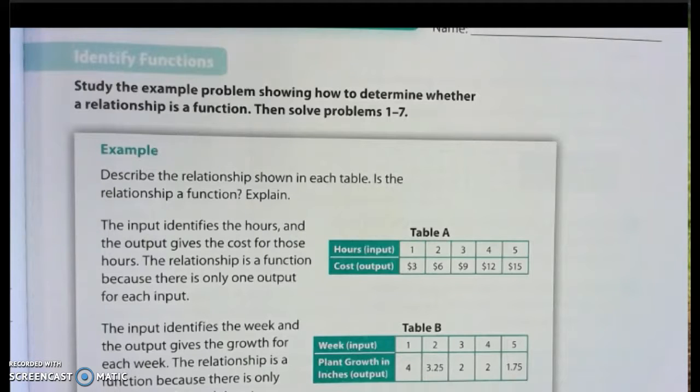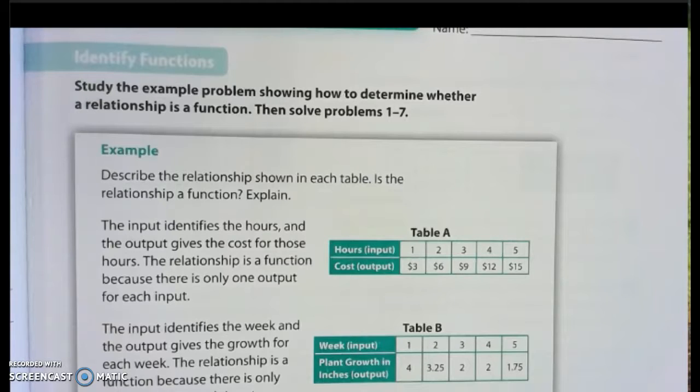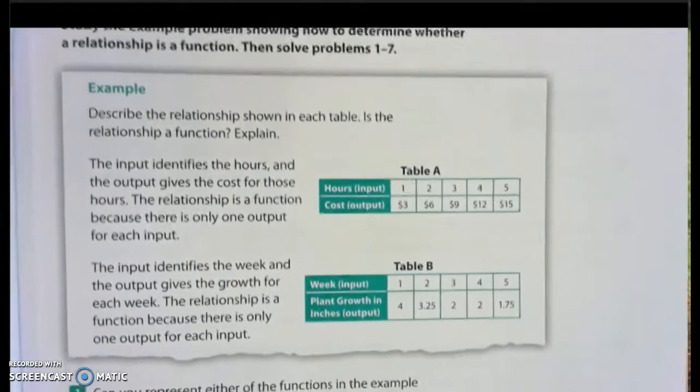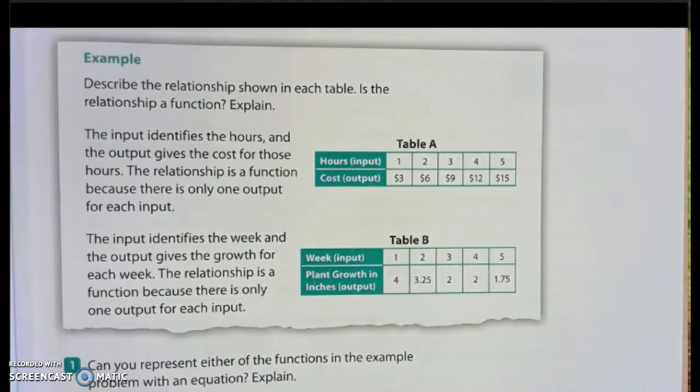On page 67, this is where they started with identifying functions. Study the example problem showing how to determine whether a relationship is a function and then solve problems 1 through 7. In the example, it says to describe the relationship shown in each table. Is the relationship a function, and explain.